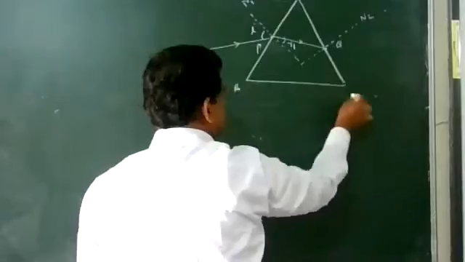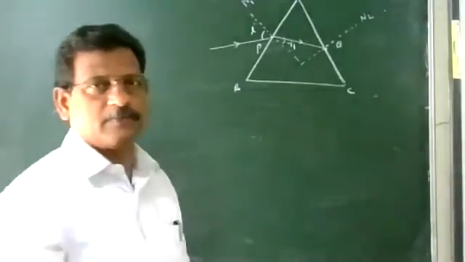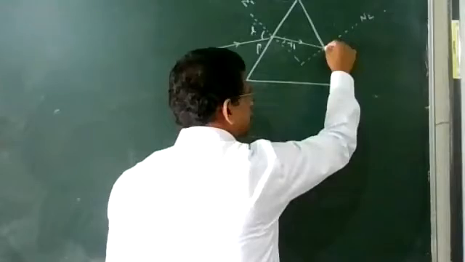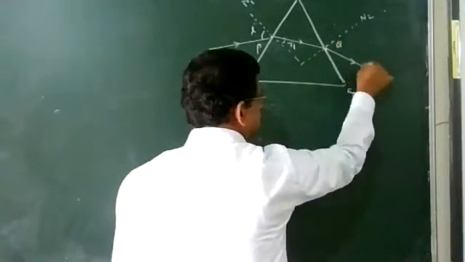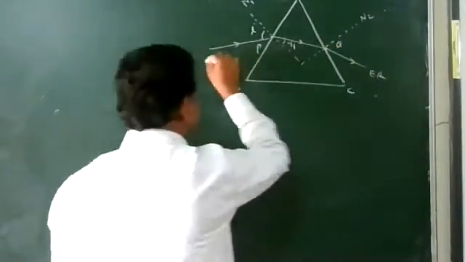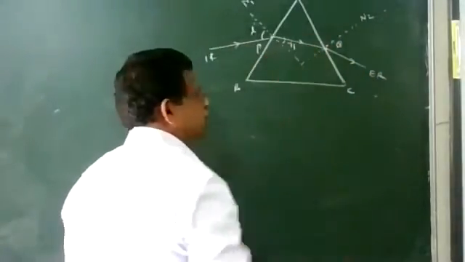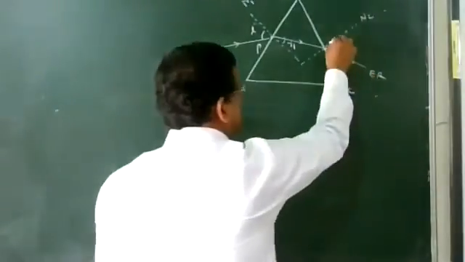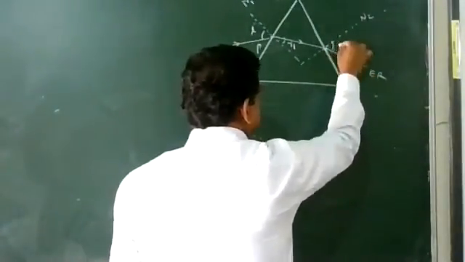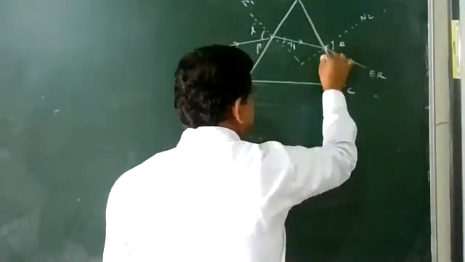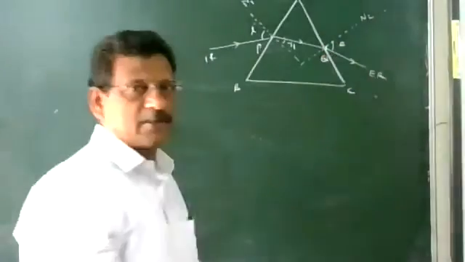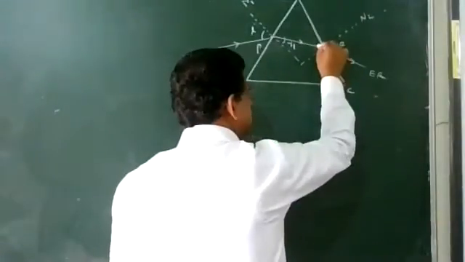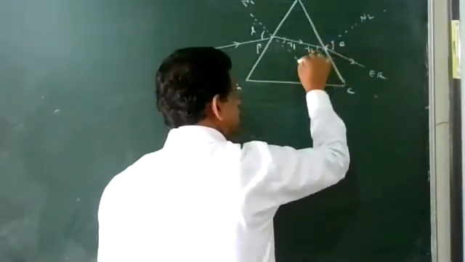ABC is your triangle. This ray is coming from the denser medium, then bends away from the normal. So this is your emergent ray, this is your incident ray, and PQ is the refracted ray. This angle is defined as the angle of emergence, E. And the angle of incidence at this point I am marking as R2.